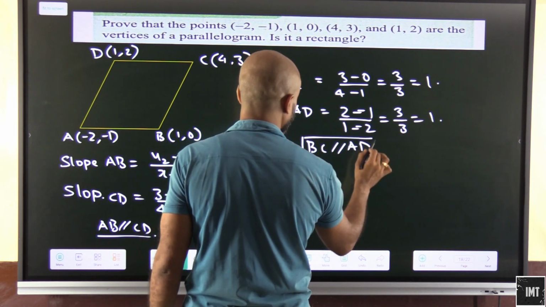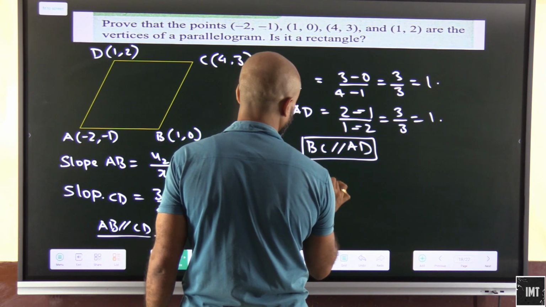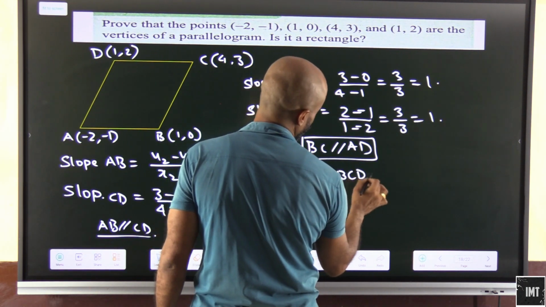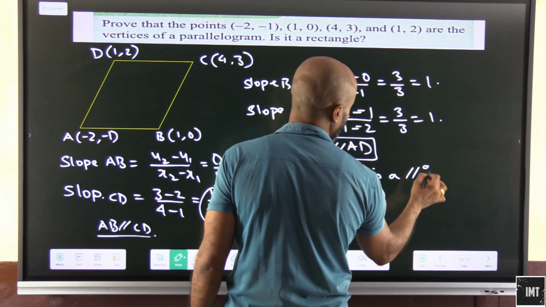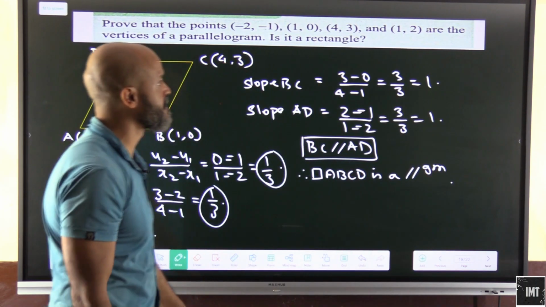So therefore quadrilateral ABCD is a parallelogram. Quadrilateral ABCD is a parallelogram.